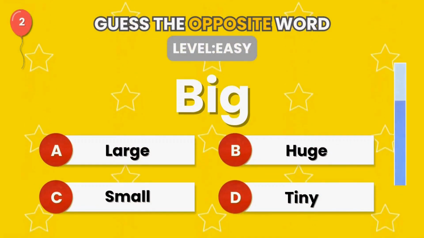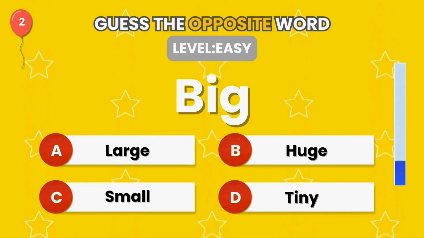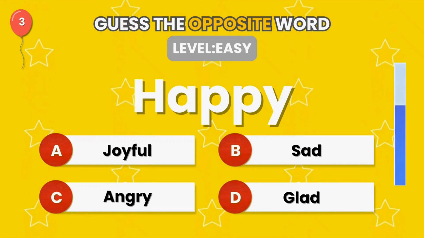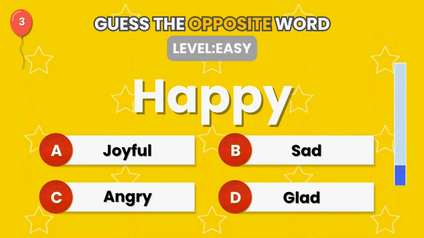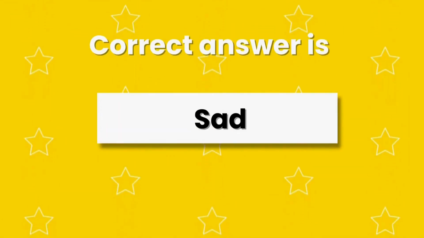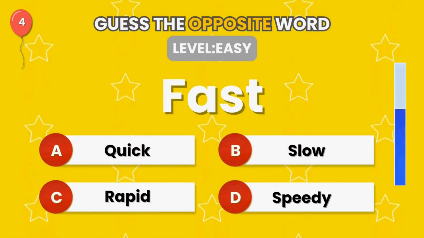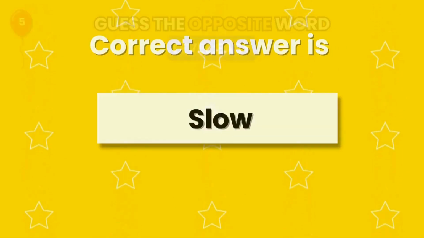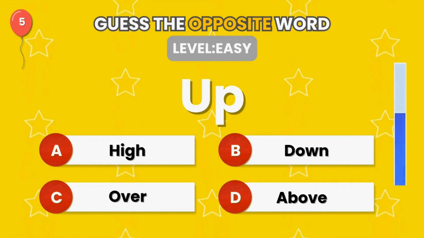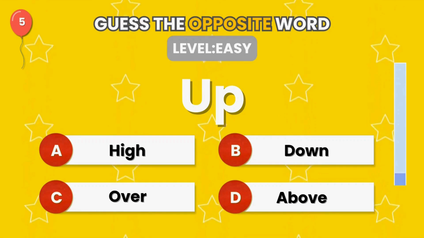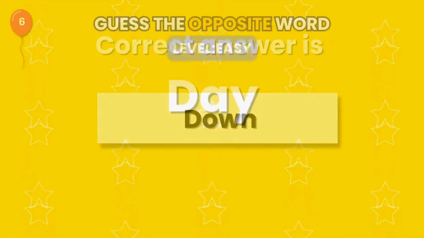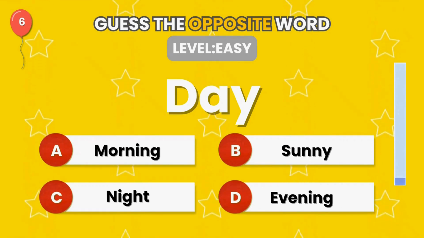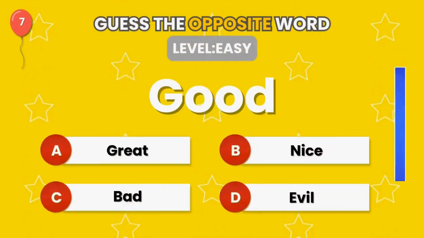Opposite word of big? Small. Tell me, opposite of happy? Sad. What's the opposite of fast? Slow. The word opposite of up. Down. Opposite word for day? Night. What is the opposite of good?